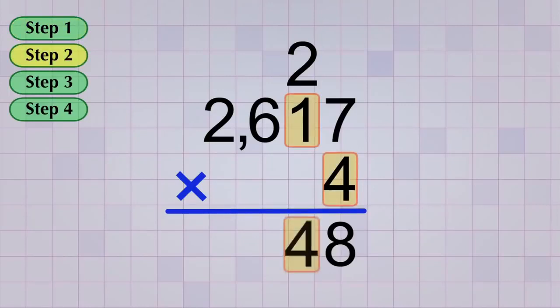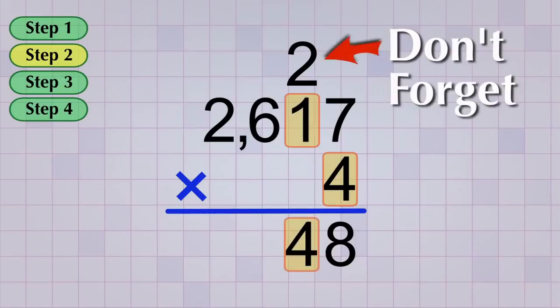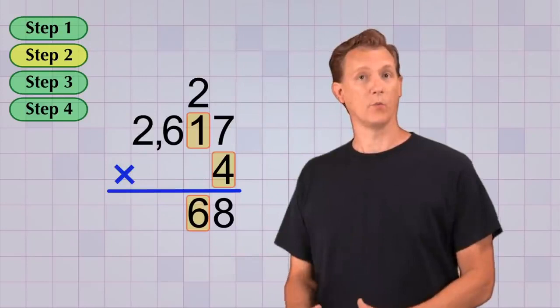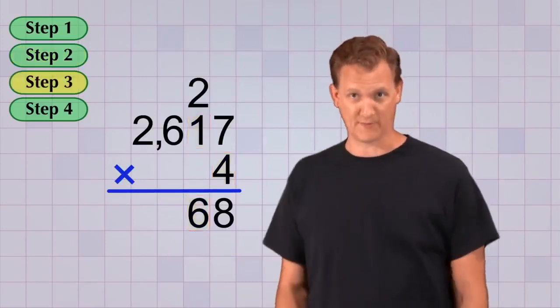We multiply the bottom digit by the next digit in the top number. 4 times 1 equals 4. That was easy. But don't forget about that digit we carried. We need to add that to our answer from the second step. So 4 plus 2 gives us 6. And that's what we put in our answer place. And this time we have a 1-digit answer, so we don't need to carry. We can just move on to the next step.